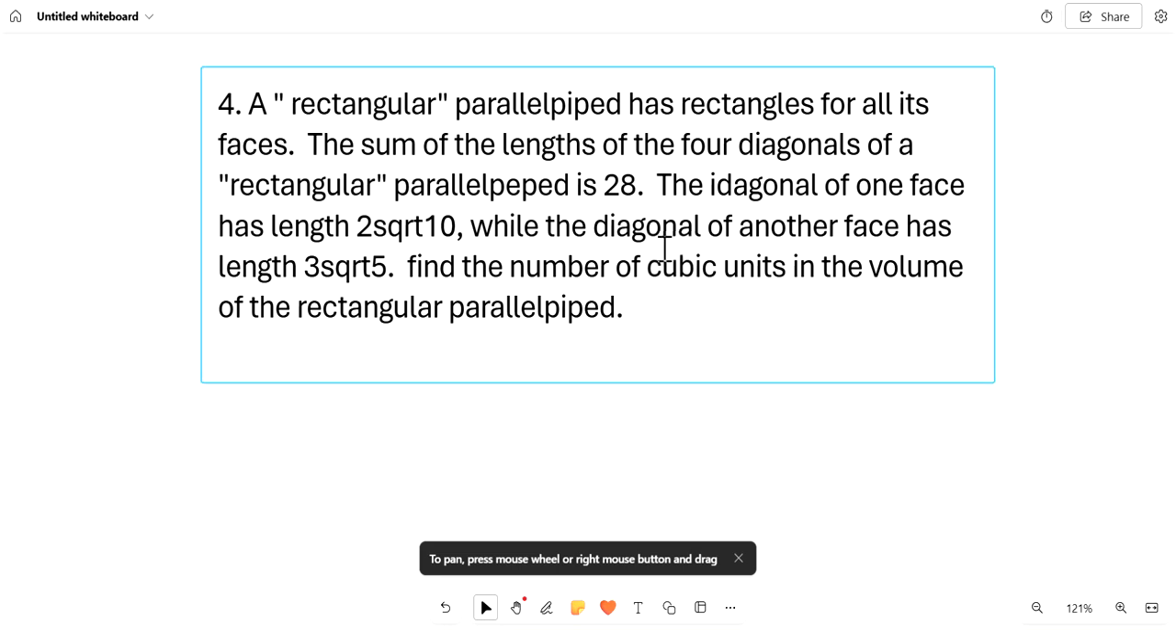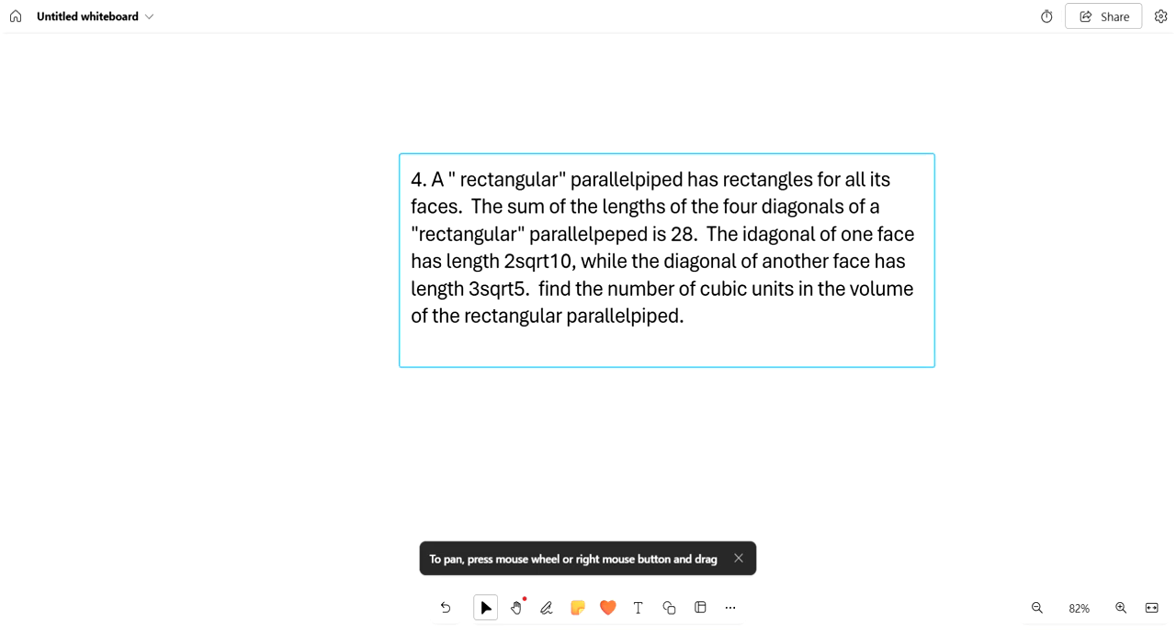So this is week 87 Wednesday. Number 4 says a rectangular parallelepiped has rectangles for all of its faces. The sum of the length of its four diagonals of a rectangular parallelepiped is 28. The diagonal of one face has length 2 square root 10, while the diagonal of another face has length 3 square root 5. Find the number of cubic units in the volume of the rectangular parallelepiped.